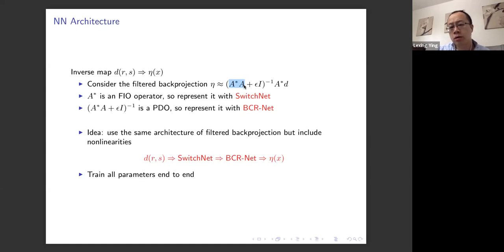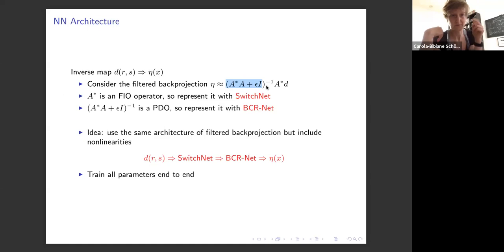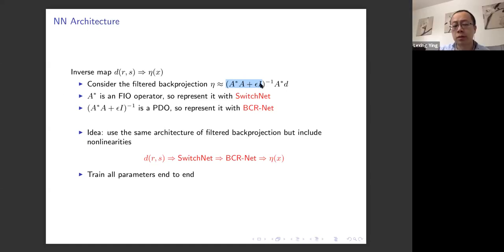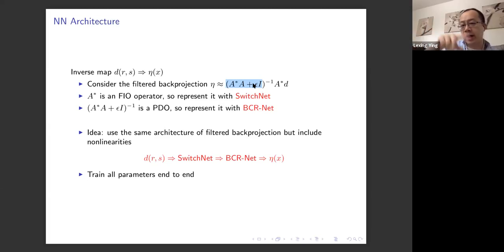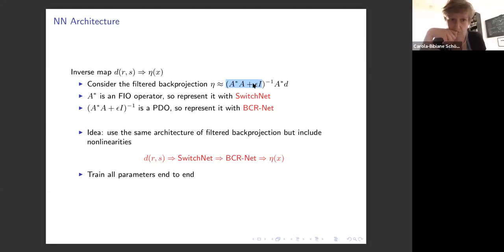Right. One alternative way to do that is, instead of taking the whole inverse as a black box and using a pseudo differential operator BCR net to represent it, you can try to unroll this using a Neumann expansion, for example. What we heard yesterday. Yes, this is the approach other people have taken. If you do a Neumann series expansion, you will have a bunch of A's and A star appearing in this expansion, and for each term you can certainly use a SwitchNet to represent A and A star. That's certainly doable. So it's more like a recurrent neural network where every time you go back to itself and add the extra term. Right, so one can do that as well.